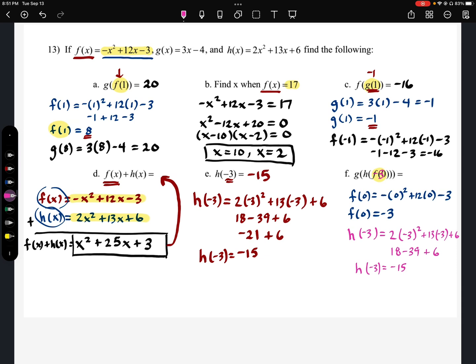And then we're going to take that now, right? So since h of negative 3 equals negative 15, we're going to plug that into function g. So we're going to say g of negative 15. And now we've got 3 times negative 15 minus 4. That's negative 45 minus 4, which is negative 49. So g of negative 15 is equal to negative 49, and that's what our composition equals in the end. We'd end up with negative 49.